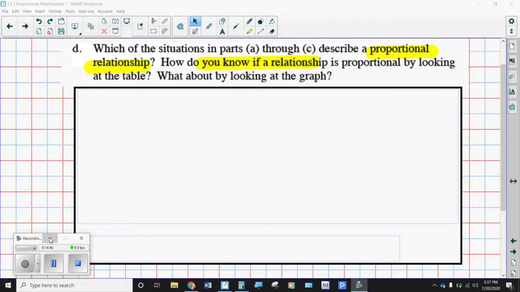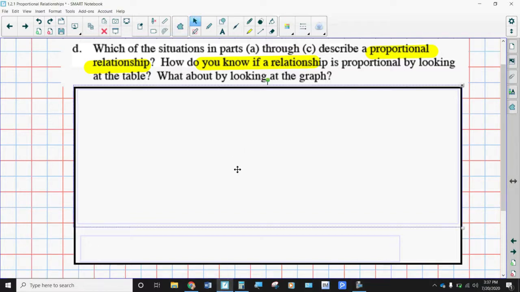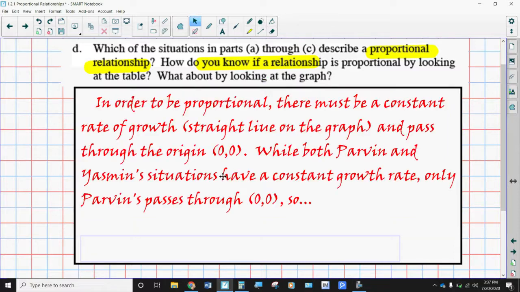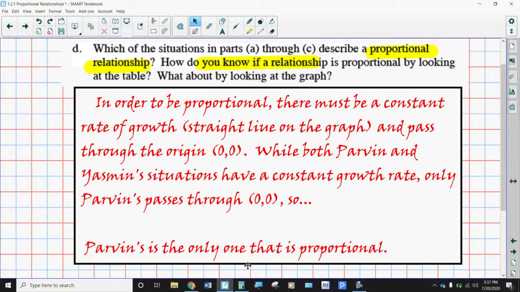All right. See if what you've got matches what I have. I said, in order to be proportional, there must be a constant rate of growth, which looks like a straight line on a graph, and pass through the origin, which is 0, 0. While both Parvin's and Yasmin's situations have a constant growth rate, only Parvin's passes through 0, 0. Therefore, Parvin's situation, that would be part A, is the only one that is proportional.